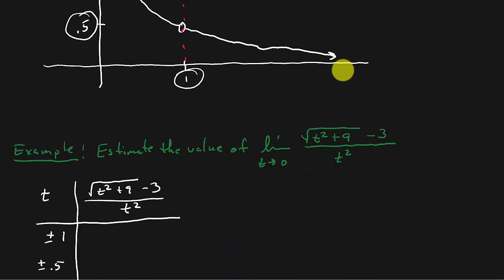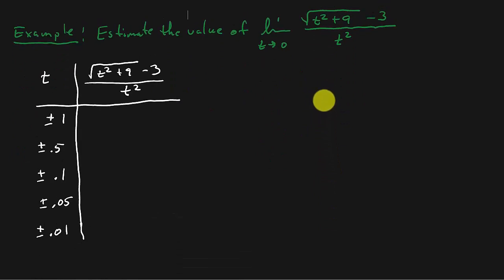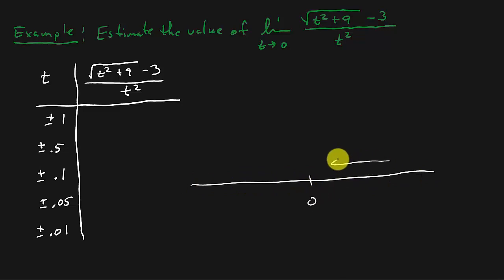All right, so let's look at this one. Let's estimate the value of this limit. We've got the square root of t squared plus 9 minus 3, over t squared, and we're finding the limit as t goes to 0. So we've got 0 here. We're coming in from the right, and we're coming in from the left.